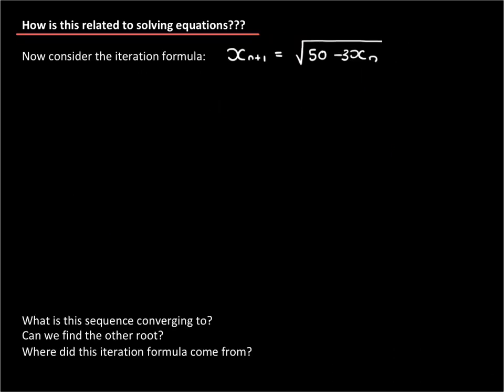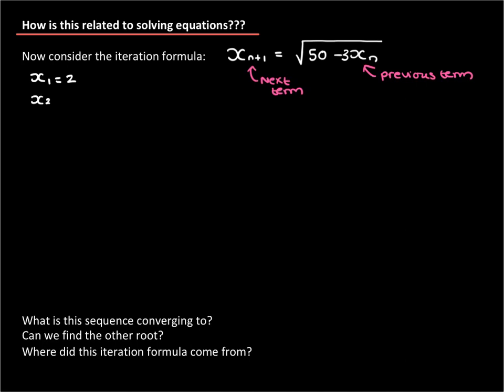So we're now going to try and tie everything together and find out how iteration formulae have anything to do with solving equations. So I want you to look at this example of an iteration formula here. x(n+1) is equal to the square root of 50 take away 3 times xn. So remember, this gives us the next term, and to generate it, we take the previous term, we multiply it by 3, we subtract that from 50, and then we take the square root. So to start, we make sure that we have a starting term, which you need to be told. So I'm going to tell you that x1 here is going to equal 2.